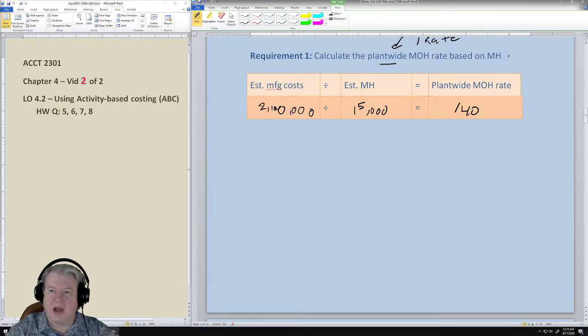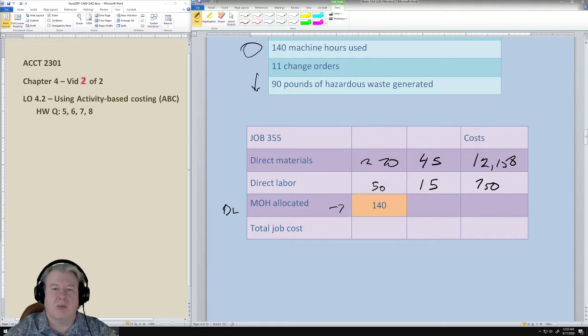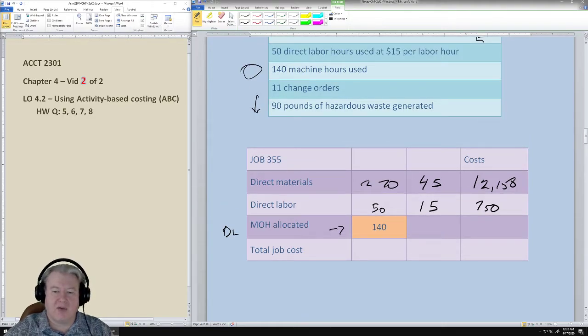I'm sorry, the rate here is on machine hours. So we're not interested in, I should back that up. We are not interested in the change orders or the pounds of hazardous waste. We're just interested in machine hours as our method of estimating manufacturing overhead. So let me get rid of this one as well. I was getting a little too fast.